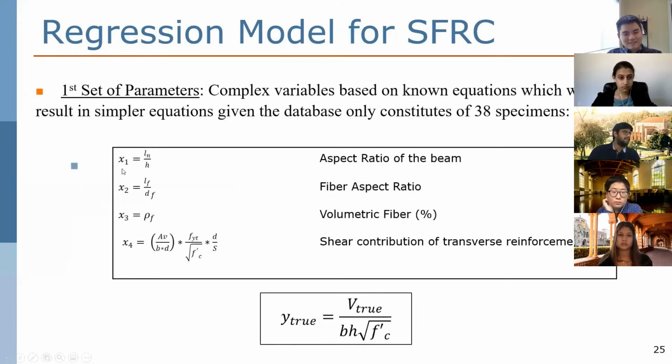Next up, we have the 4 main parameters that I took to model. First, we have the beam aspect ratio, X1, X2, the fiber aspect ratio, volumetric fiber ratio, and the shear contribution of transverse reinforcement. The experimental value was divided over b h square root of f prime c, and I'm modeling for y sub true based on these 4 parameters.